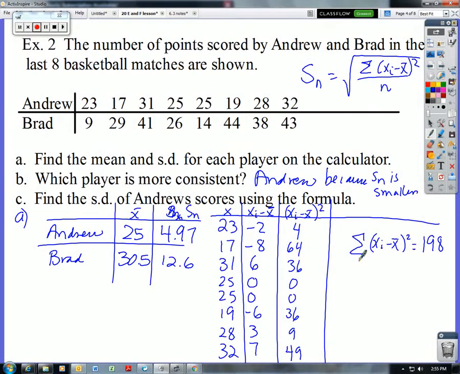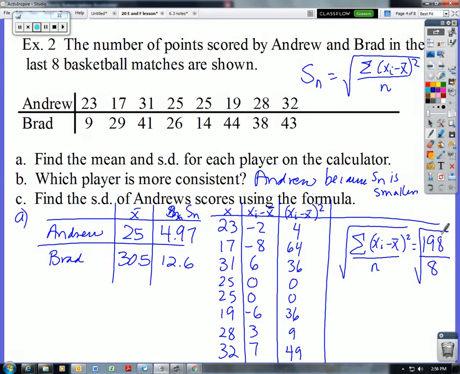Then we have to divide that by n. N is the number of scores. So I believe there were 8. Yep, there were 8 of those. 198 divided by 8, whatever that is. And then we have to take the square root of that.